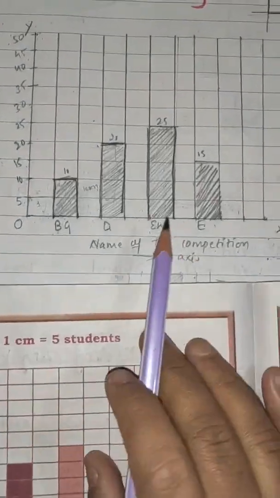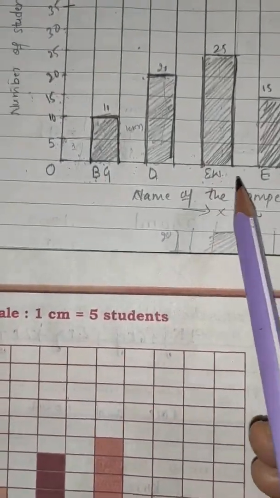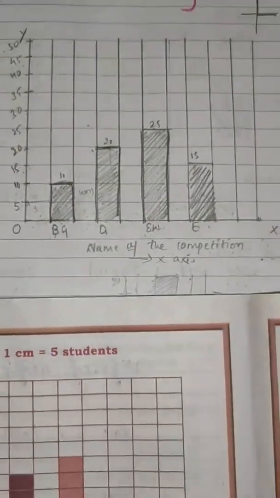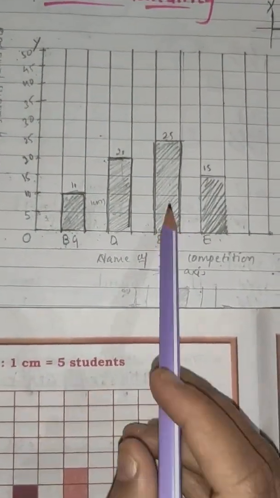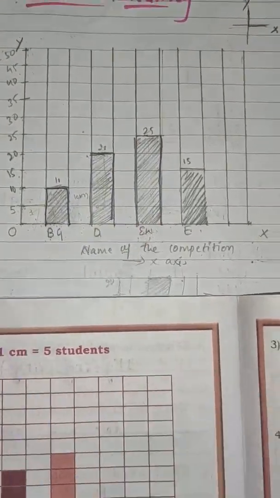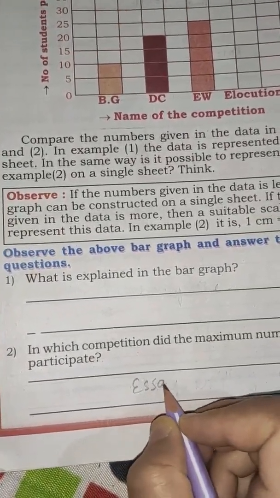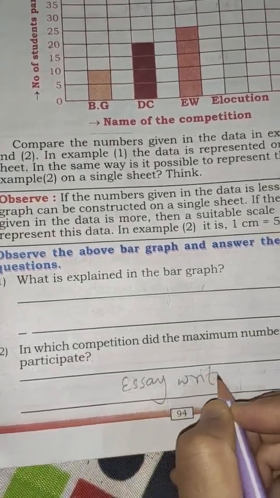In which competition did the maximum, meaning more, number of students participate? Here you can see which bar is highest. This one, 25. So, essay writing. We write here that in essay writing, the maximum number of students have participated. Okay, next question.